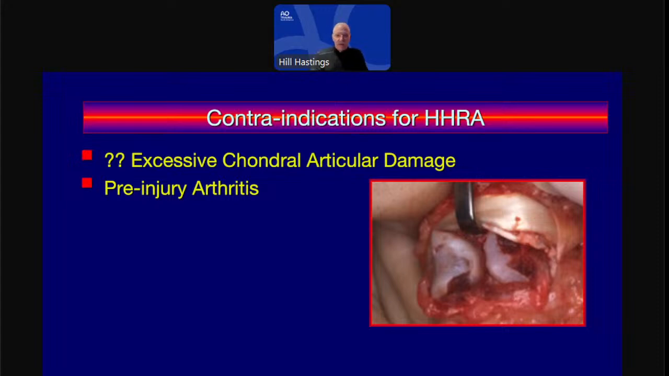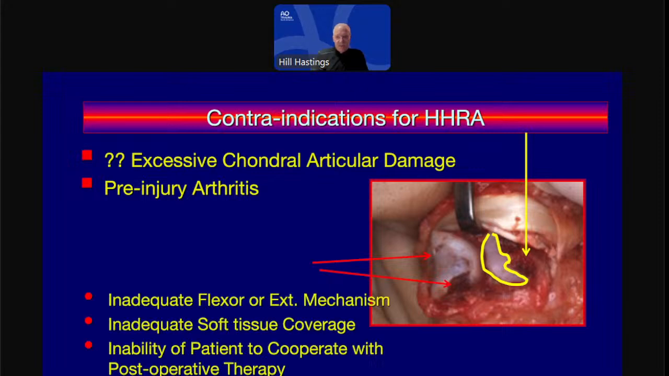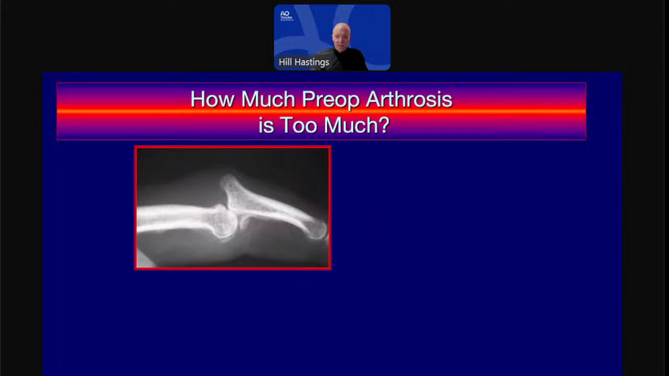Contraindications, I don't know. They almost always have injury to the head of the proximal phalanx. And does this preclude using it? Not necessarily, but it does increase the chance of some radiographic arthritic change long-term if it's really severe. And obviously you need good soft tissues, and as Gary's going to show us, it does require a cooperative patient. So that's part of the game plan.